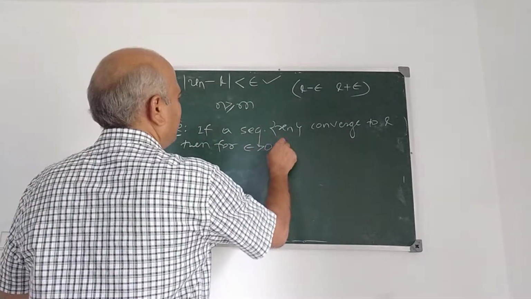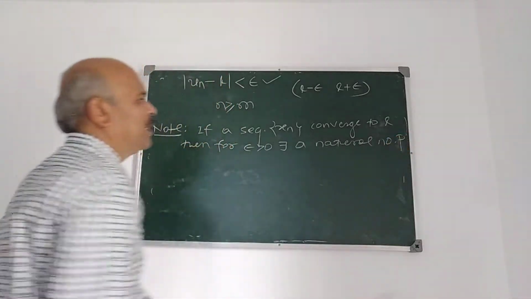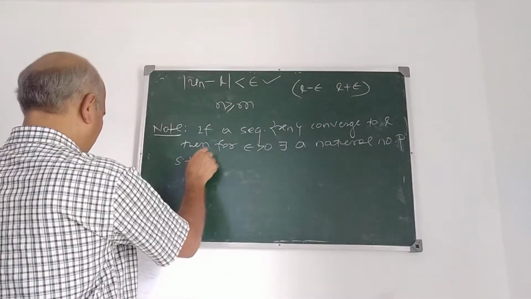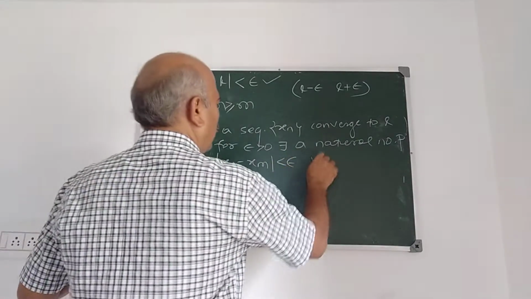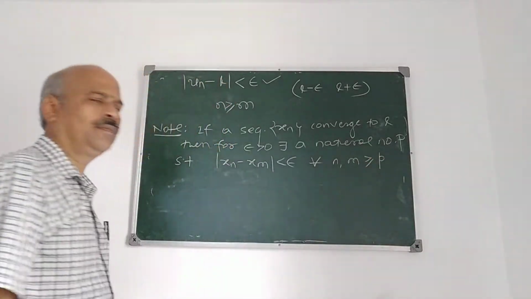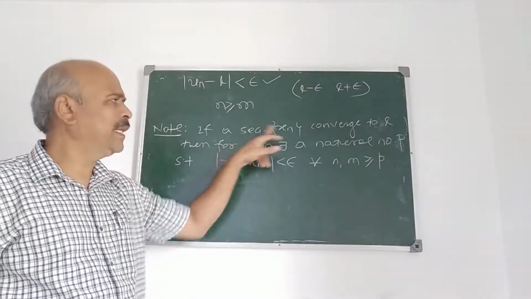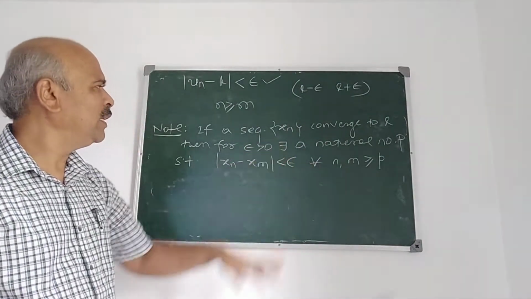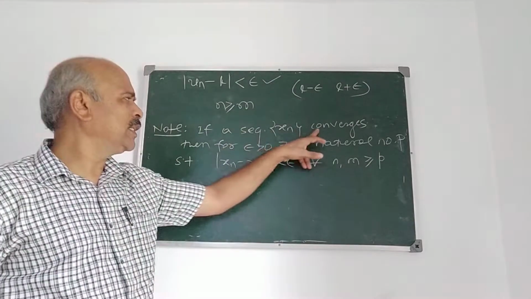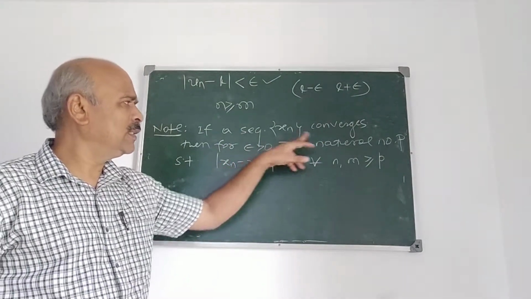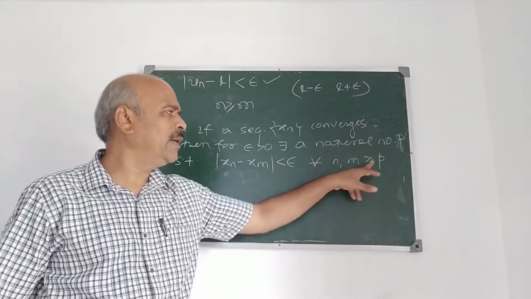Then for epsilon greater than 0, there exists a natural number P such that mod xn minus xm is less than epsilon for all n, m greater than or equal to P. Important thing it is. This is a property of convergence of a sequence. Now, when a sequence converges, it may not be to L, but when a sequence xn converges, then for epsilon greater than 0 there exists a natural number P, a fixed number, so that mod xn minus xm is less than epsilon for all n, m greater than or equal to P.